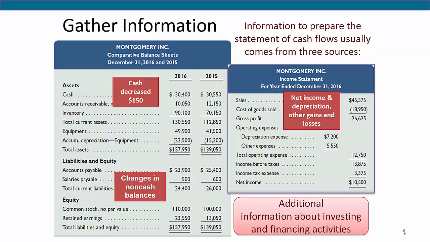The current income statement, from which we can determine net income, depreciation, and any gains and losses, and additional information if needed about investing and financing activities. Comparative balance sheets are used to compute changes in non-cash accounts from the beginning to the end of the period. The current income statement is used to help compute cash flows from operating activities, and additional information often includes details on transactions and events that help explain both the cash flows and non-cash investing and financing activities. See you in the next video.